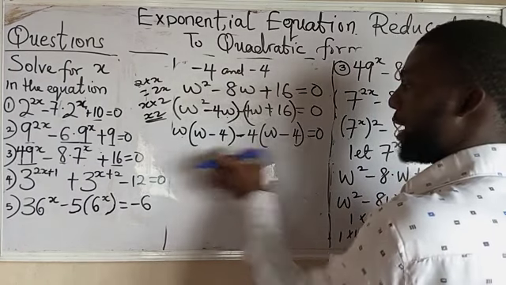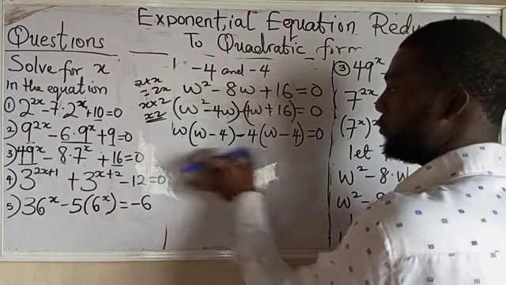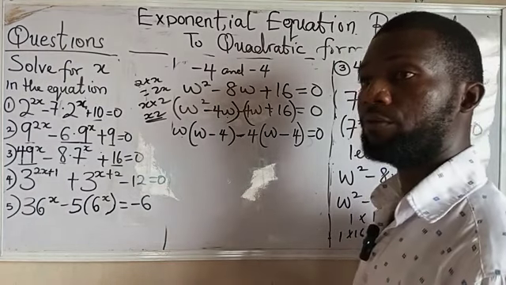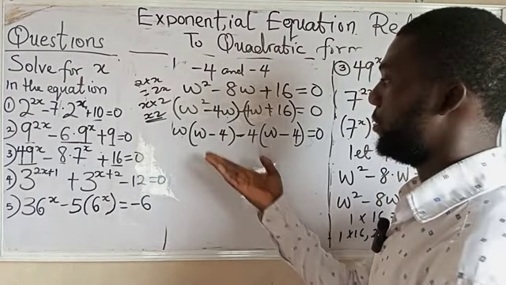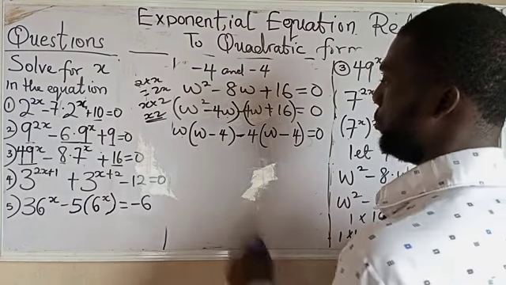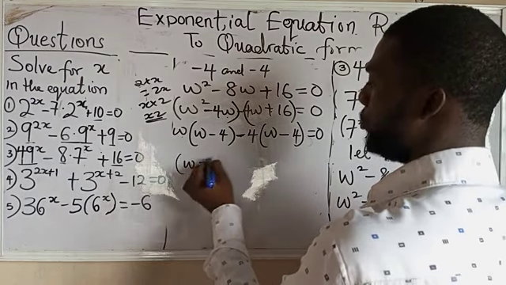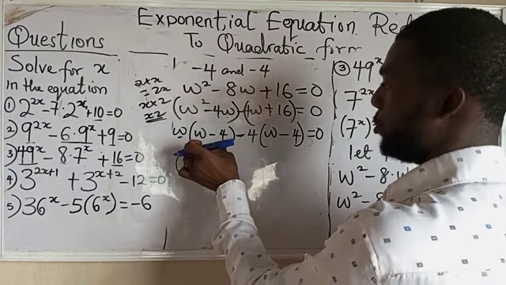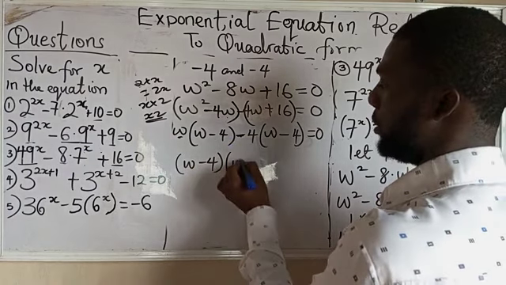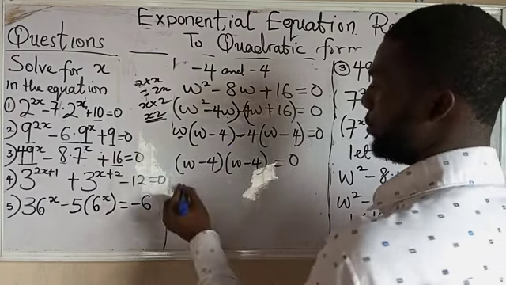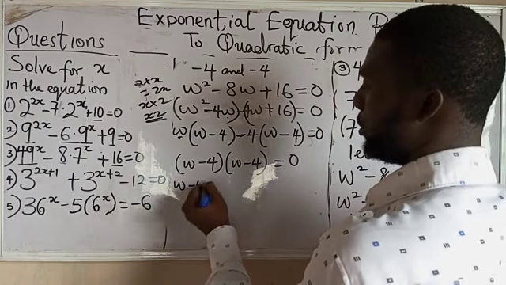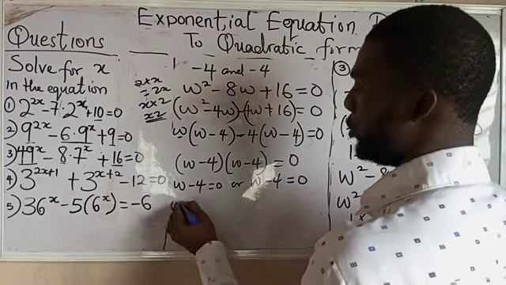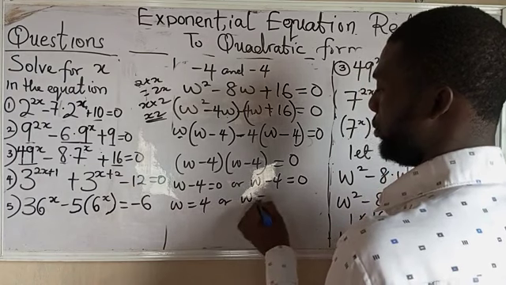So when you find yourself in this kind of situation where the two figures are the same, you should know that your mind should be at rest, it means you have gone thus far in doing the right thing. So what am I going to do? I'll just write w minus 4. I'll pick this w and this minus 4, gather them here, and this w minus 4 and this one are very common, so I'll also pick one of it, equals 0. Then I'll say w minus 4 equals 0, or w minus 4 equals 0. So we have w equals 4 or w equals 4.